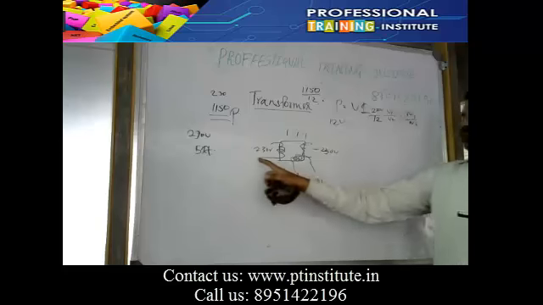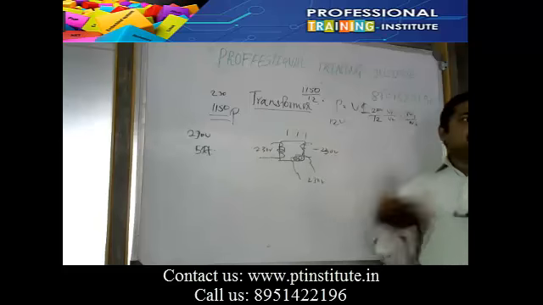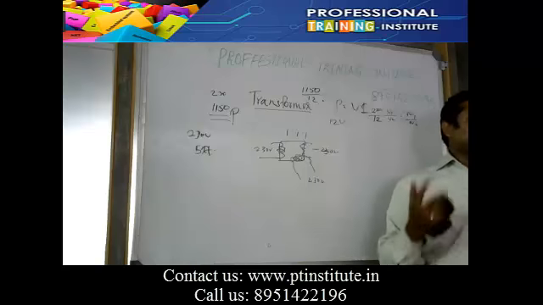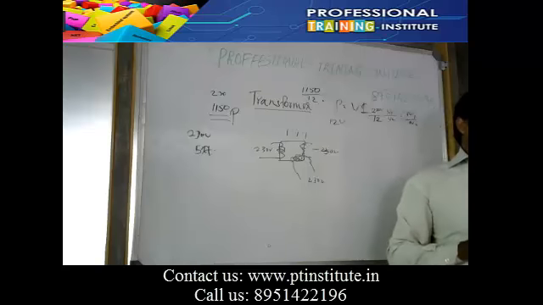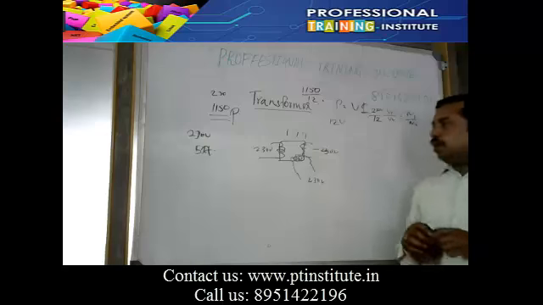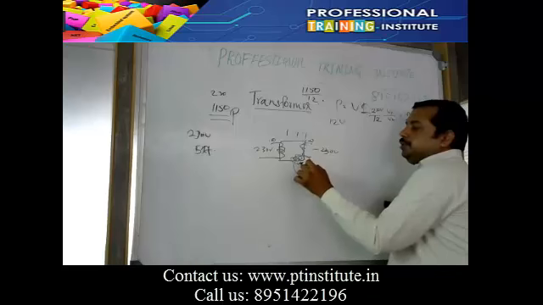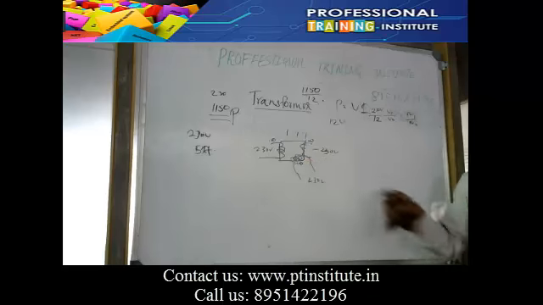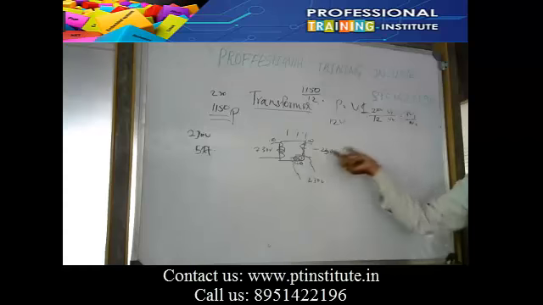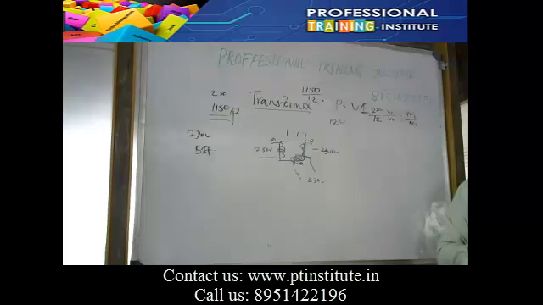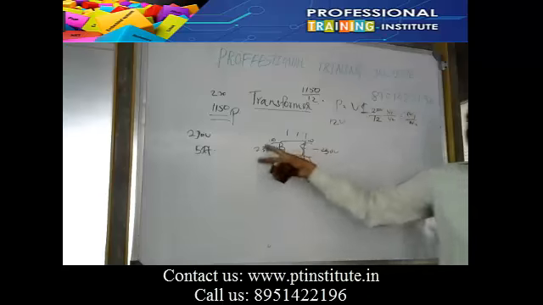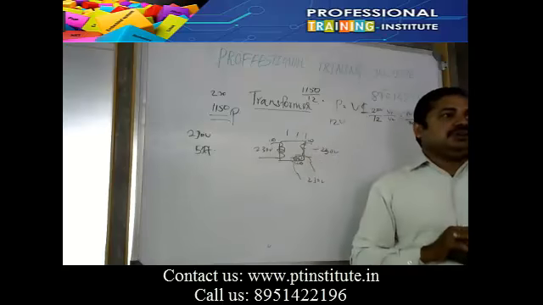So input I gave 230 volt, but output I am getting 230 volt. What is that? It's a coil, right? If I am having 100 turns here, 100 turns here, 100 turns here, he will also get 230 volt. Any doubt in this? But how is it possible? One input, I added two outputs. How is it possible?